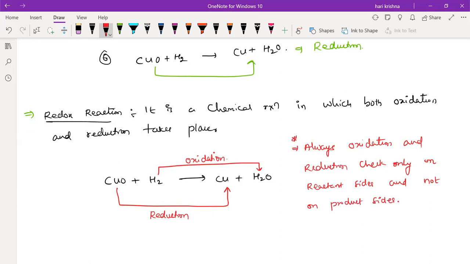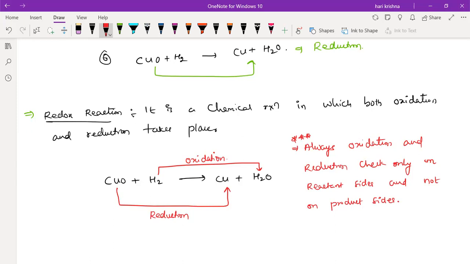Is it clear? What I wrote on the right side?